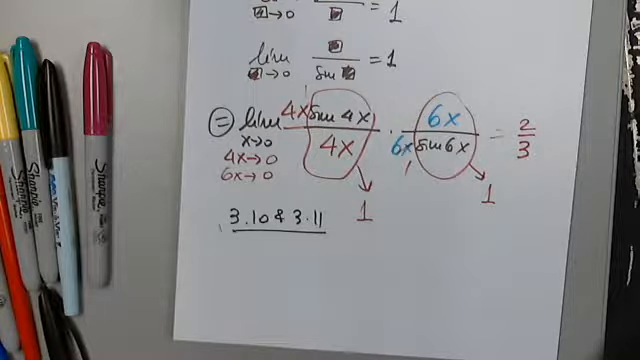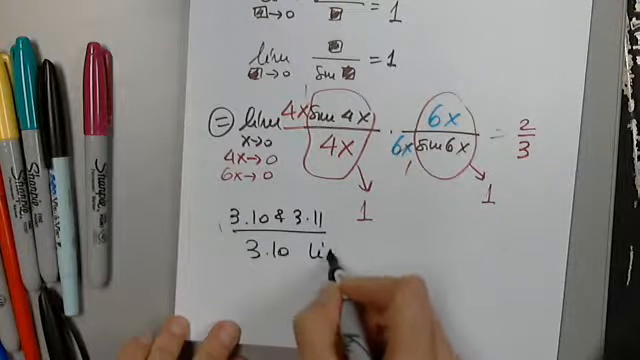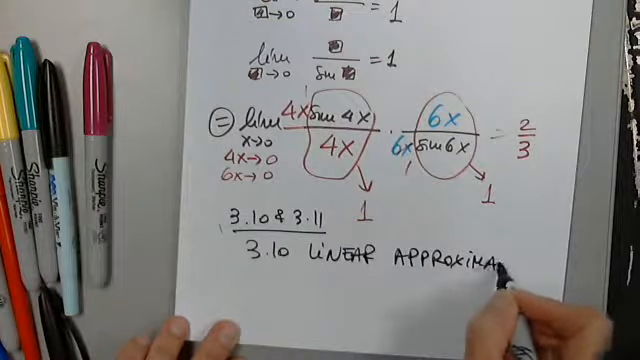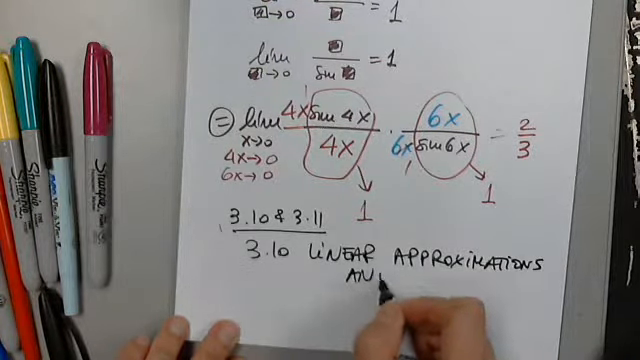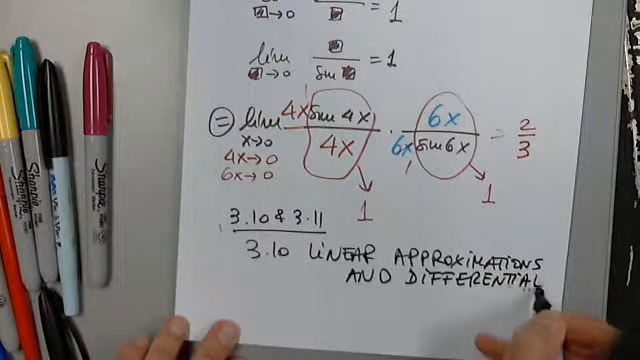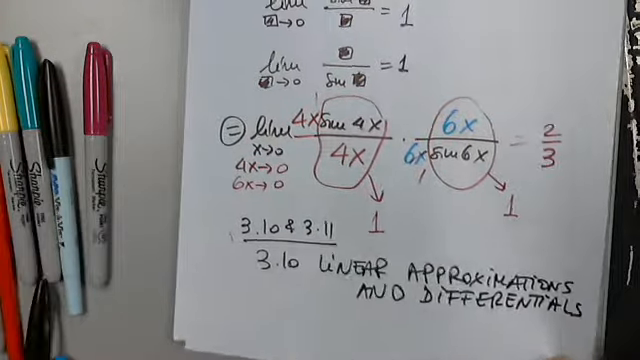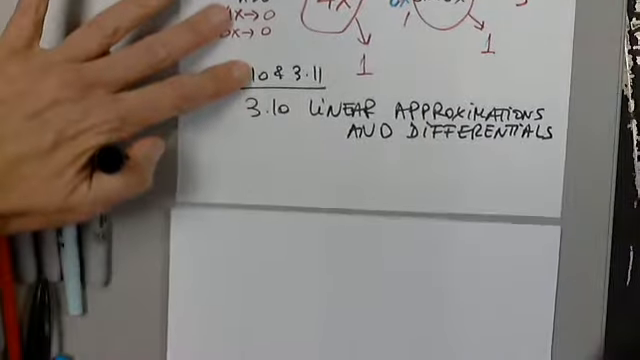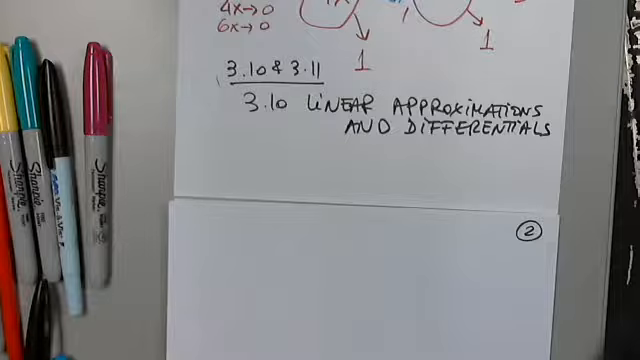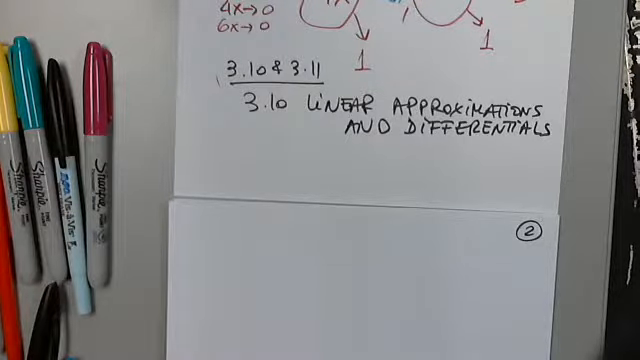Okay, so let's start. The title for 3.10 is Linear Approximations and Differentials. Okay. Now, I would like to go back for a minute to the problem that we looked at with the cost function.